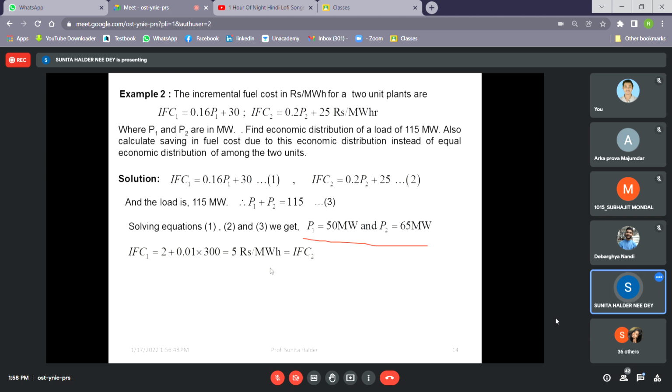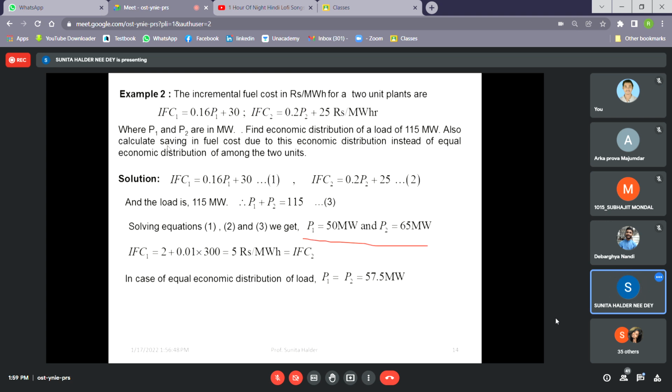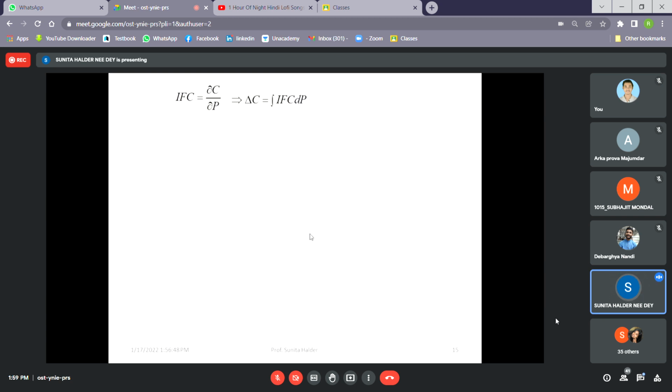Now, for the economic case, the incremental fuel cost will be the same, that is rupees 5 per megawatt hour. If it were equal distribution, not economic, then 115 by 2, so 57.5. Now you see this incremental fuel cost is dC/dP, so the change in cost will be the integration of IFC with respect to dP. Now we have to find out the saving in fuel. So there was 57 megawatt for equal distribution and 50 megawatt for the economic distribution, right?